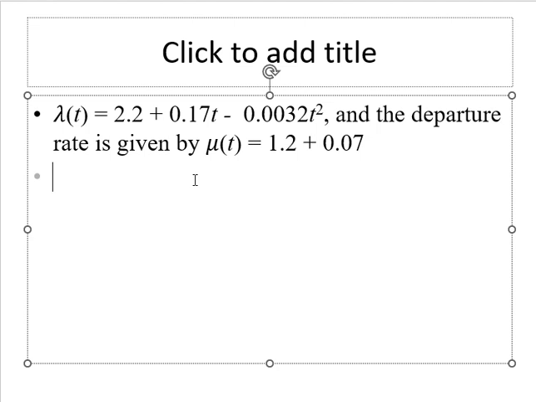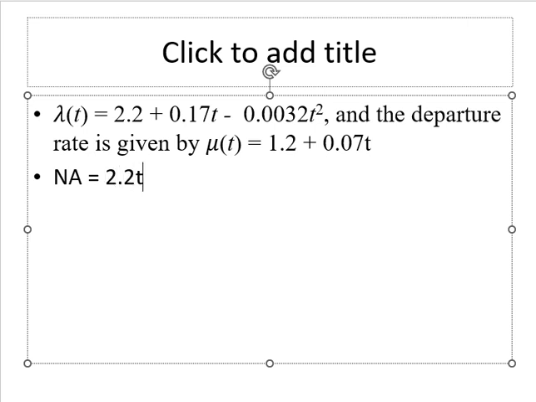I'm also missing t. So, first of all, I have to find out the equation for the number of vehicles arrived and the number of vehicles departed. How do I find out the equation? These equations are for the rate of arrival, right? So how do I find out the number from the rate equation? We did it in the last example as well. Integration.